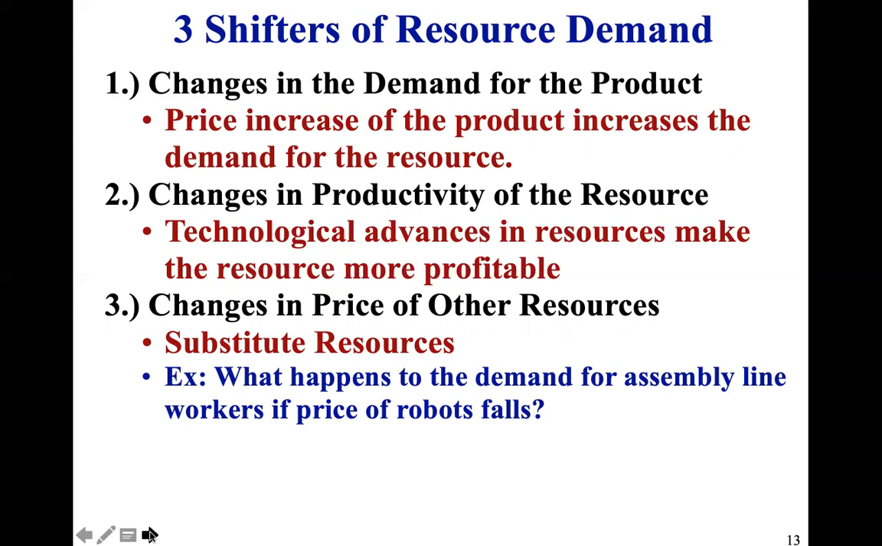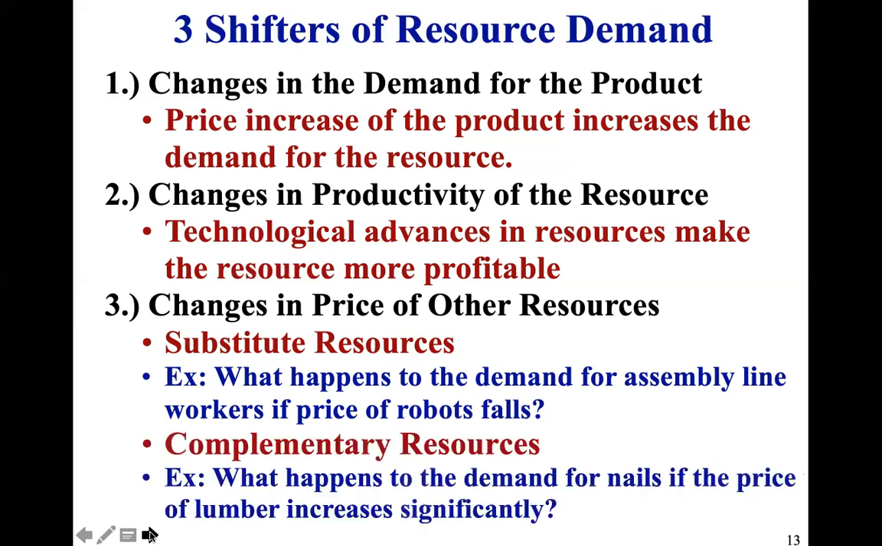So what's going to happen to the demand for assembly line workers if the price of robots falls? Well, if the price of robots falls, robots are going to become relatively cheaper. So we're going to see a decrease in the demand for assembly line workers if robots become cheaper. Okay. On the other hand, there are complementary resources. So firms combine resources, right, to create products.